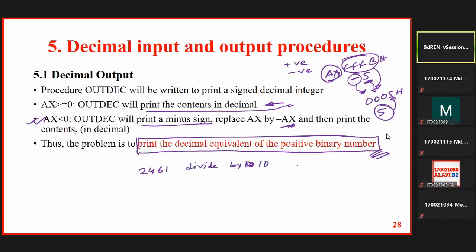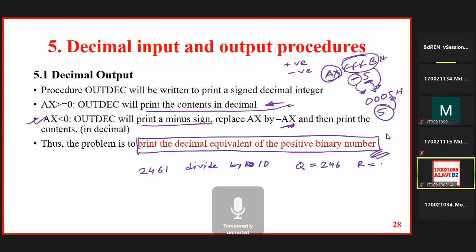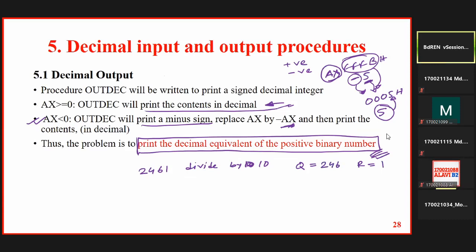What will be the result and what will be the remainder? What will be the question? Anyone? 246, and the remainder will be 1. Same thing. Now if we divide this 246 by 10, what will be the result?